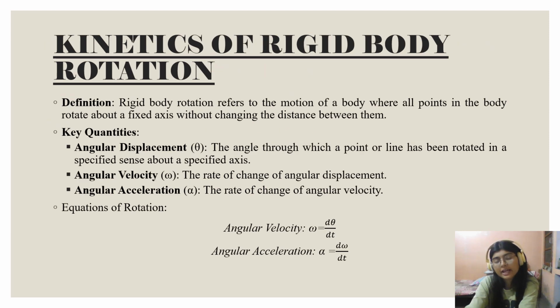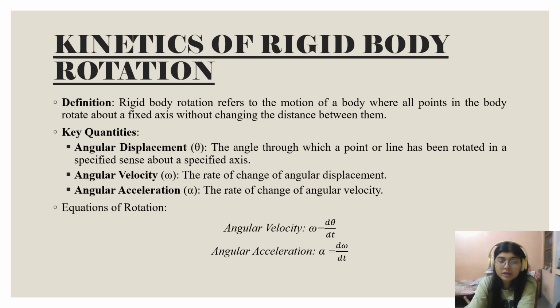Moving on, in this slide, we are learning about kinetics of rigid body rotation. And rigid body rotation refers to the motion of a body where all the points in the body rotate about a fixed axis, without changing the distance between them. And the key quantities when we are talking about kinetics of rigid bodies are angular displacement, that is the angle through which a point or line has been rotated in a fixed specified sense about a specified axis.